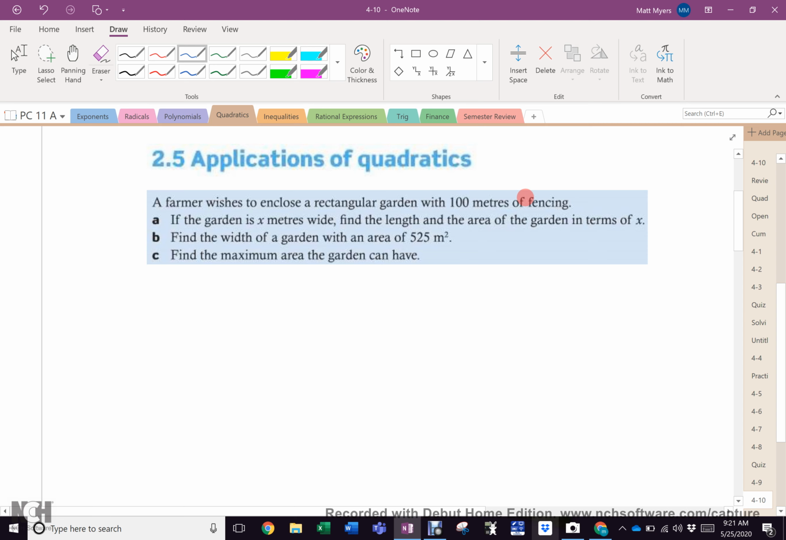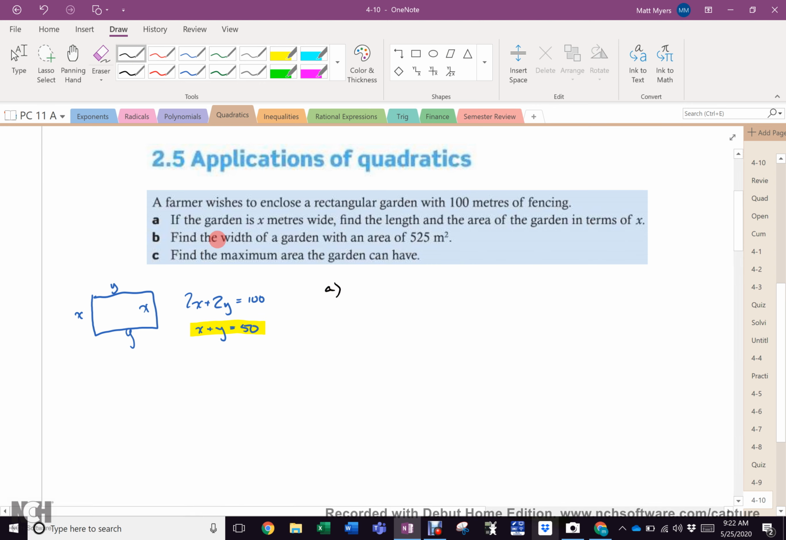A farmer wishes to enclose a garden with 100 meters of fencing. So he only has 100 meters of fence. No matter what, his garden has sides X and Y, because X and X are the same, and Y and Y are the same because it's a rectangle. 2 X's plus 2 Y's has to equal 100 because he's only got 100 meters of fencing. Let's factor that. X plus Y then has to equal 50. It cannot be any bigger than 50, because if he uses 50 here and here, he's only got 50 left for here and here. So this is what we're going to be working with.